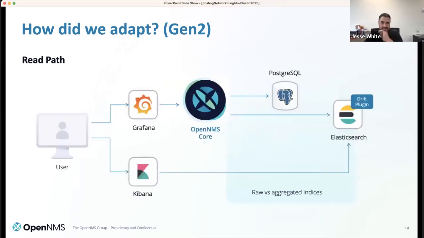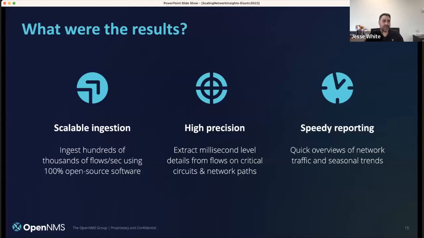Now, on the read path, very similar diagram to before, no new components there, but some intelligence added at query time that would be able to determine whether or not to use the aggregated indices. So if the time range, for example, is greater than a day, with some configurable threshold, then you'd fall back to using the aggregated indices. You'd lose a bit of that granularity, but then your queries would come back faster. Right? So with all that, we were able to finally achieve scalable ingestion into Elastic.